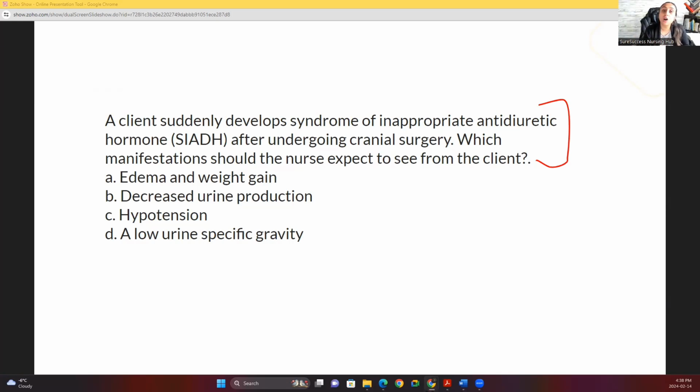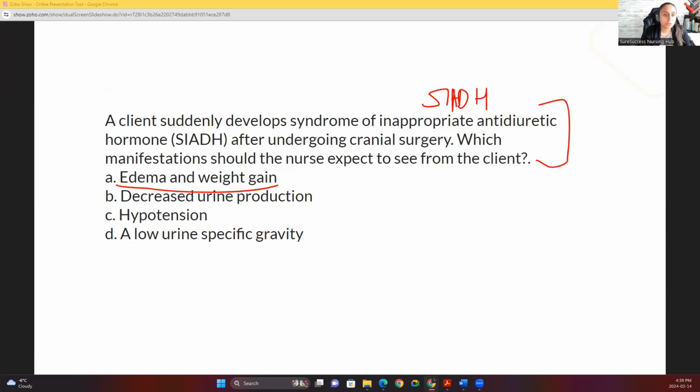Let me show how to apply the knowledge. For example, here I will check edema and weight gain. I will not go with B, C, D. I have to think, is it right, wrong, or can I consider it? So for SIADH, what is the expected sign and symptoms of SIADH? So tell me, edema and weight gain.